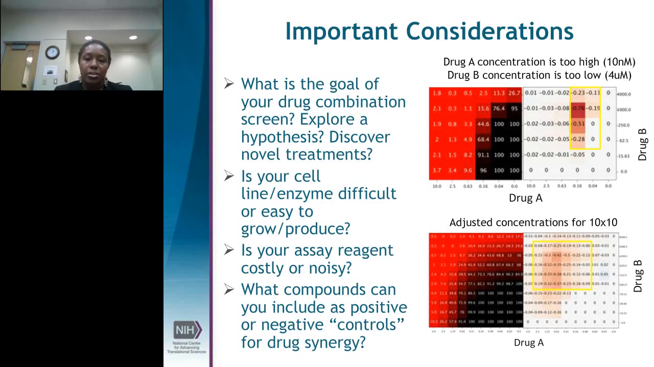Other important considerations are the cell line or enzyme and the assay that you're using. Is it expensive? Is it difficult to obtain, or is it easy to obtain? Because the number of plates that you run for a typical drug combination screen can get quite large, depending on the number of compounds that you're using, and so it can get expensive. So think about, do I really need to use this patient-derived cell line that doesn't grow very well for this experiment, or can I use a model that is not quite as applicable but is more amenable to this platform? And then also think about positive and negative controls for drug synergy.